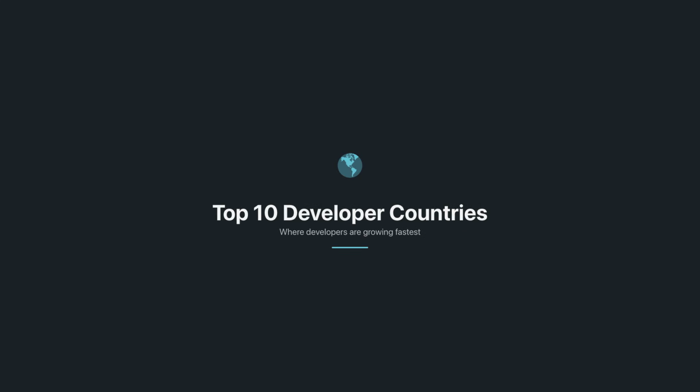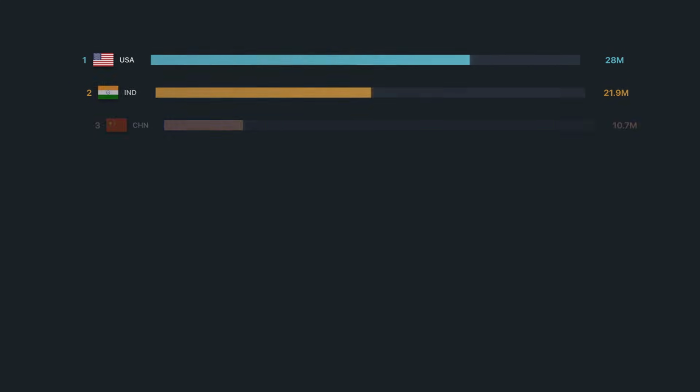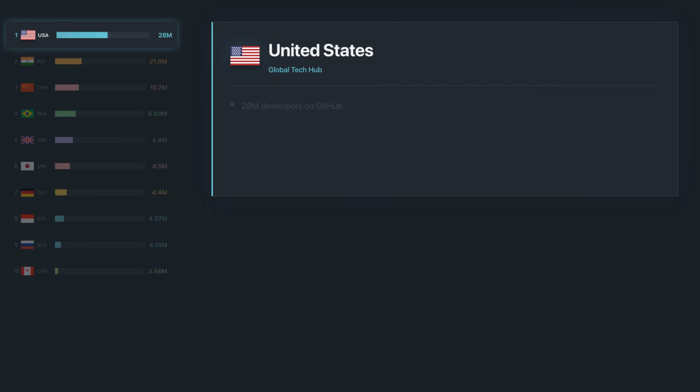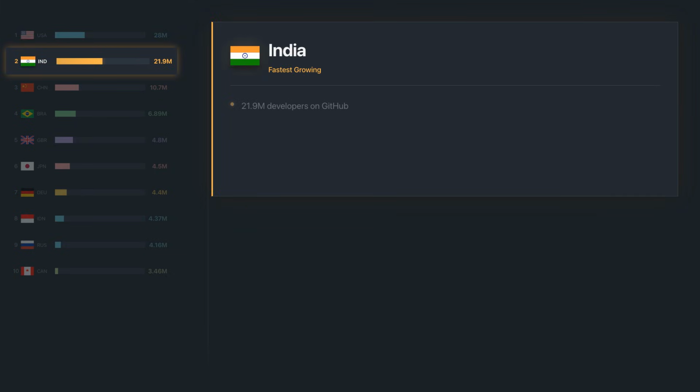Let's look at the top 10 developer countries in the world. The 2025 chart shows the leading countries by the number of developers with GitHub accounts. The United States leads with 28 million developers, thanks to Silicon Valley, tech giants like Google, Meta, and Microsoft, and the world's largest concentration of venture capital. India comes in second with almost 22 million developers, quickly approaching the top spot. The country contributed the most new developers in 2025, but we'll cover this in more depth later.